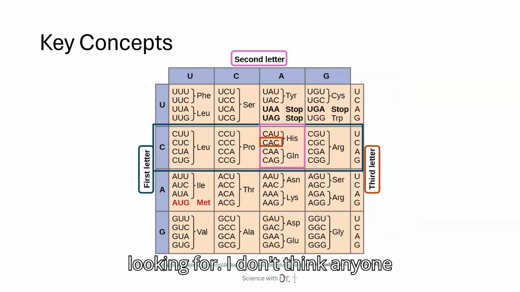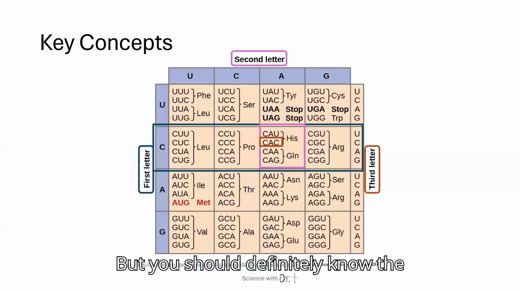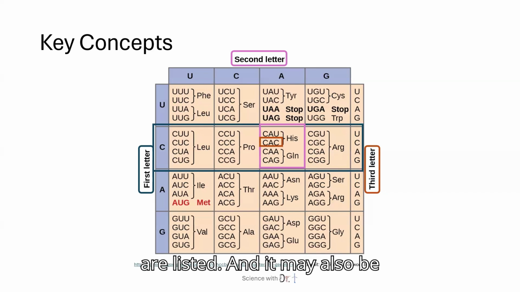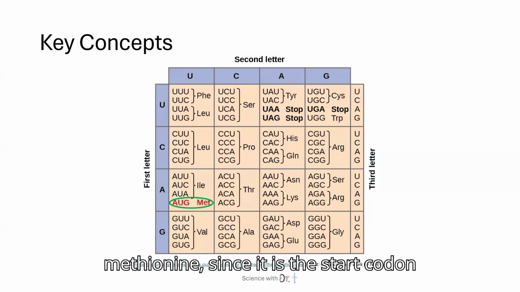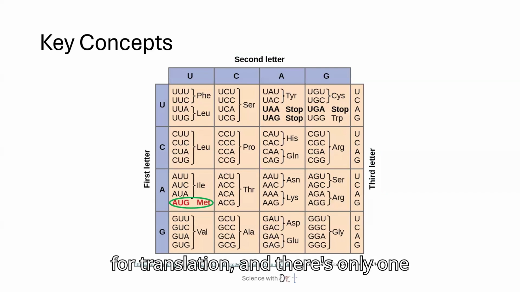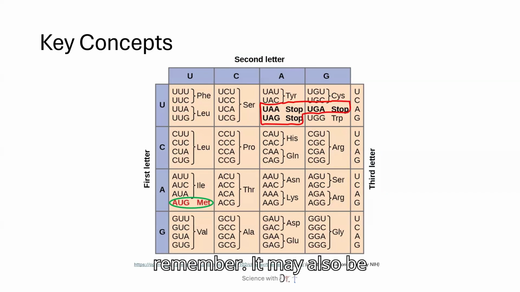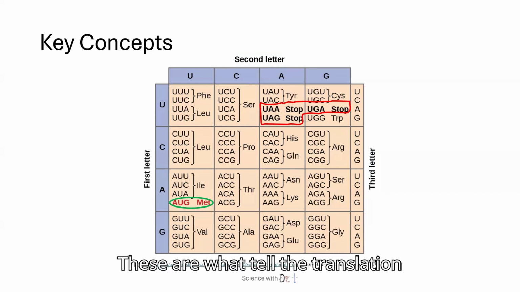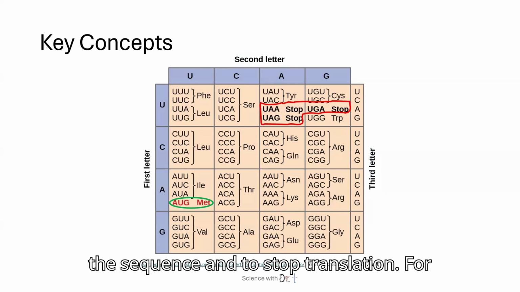I don't think anyone expects you to remember all of these, but you should definitely know the abbreviations for the amino acids that are listed. And it may also be good to remember the codon for methionine, since it is the start codon for translation, and there's only one codon for it. So it's pretty easy to remember. It may also be helpful to remember the stop codons. These are what tell the translation machinery that it has reached the end of the sequence and to stop translation.